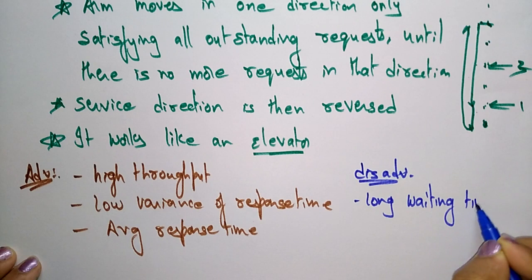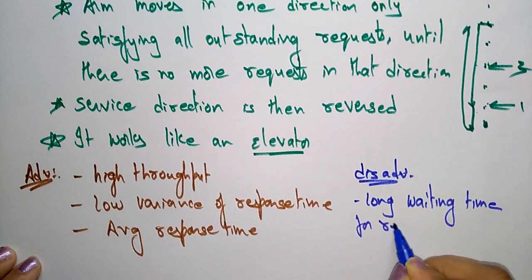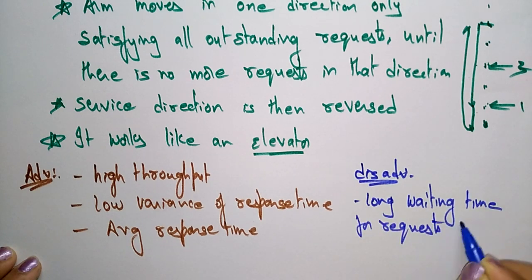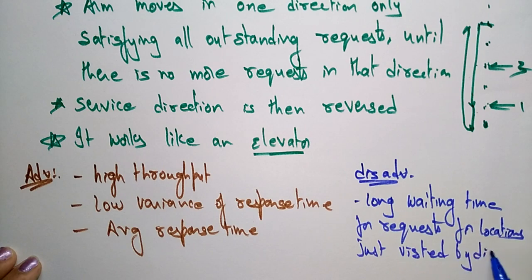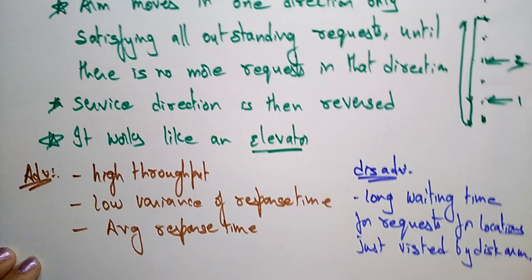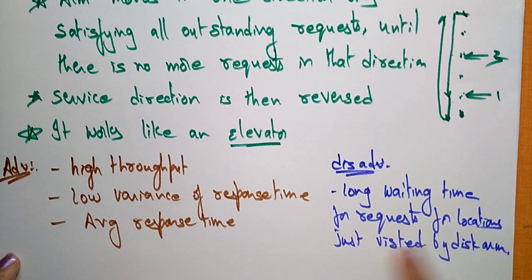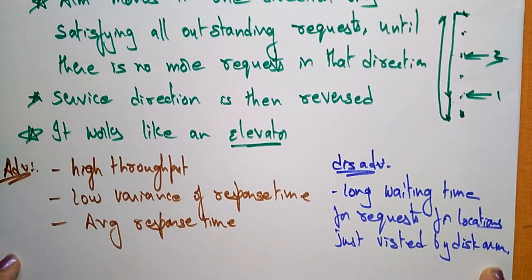The long waiting time for request for locations just visited by disk arm. So the long waiting time for request for location just visited by disk arm, what does it mean?